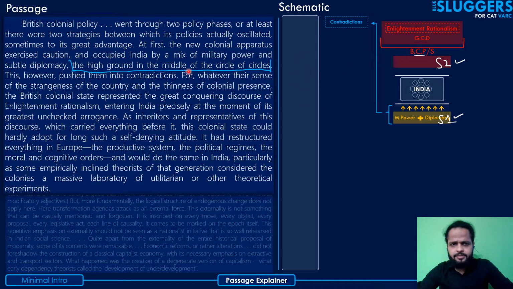Okay, so what the author is trying to say by these lines is that for whatever their sense of the strangeness of the country, or their perception about the thinness of the colonial presence in India might have been, still we need to consider that the British colonial state represented the great colonial discourse of Enlightenment and rationalism. What does the author mean by it? The British colonial state representing the great colonial discourse of the Enlightenment rationalism.